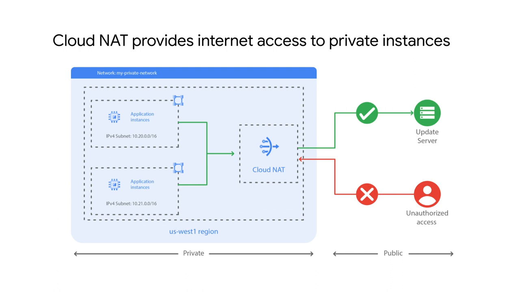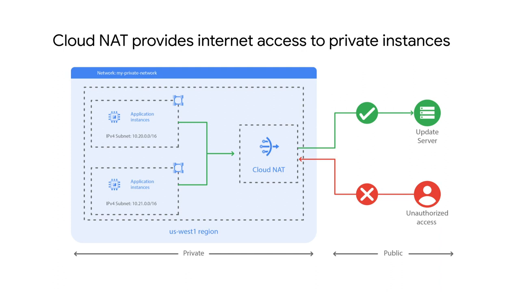Now, as a general security best practice, I recommend only assigning internal IP addresses to your VM instances whenever possible. Cloud NAT is Google's managed network address translation service. It lets you provision your application instances without public IP addresses, while also allowing them to access the internet in a controlled and efficient manner. This means your private instances can access the internet for updates, patching, configuration management, and more.